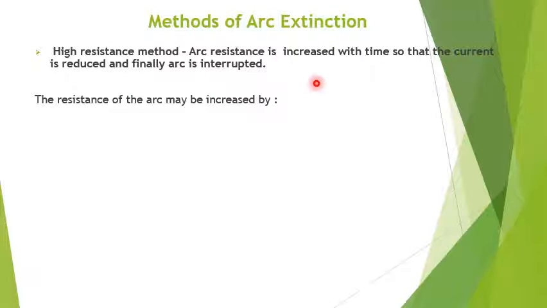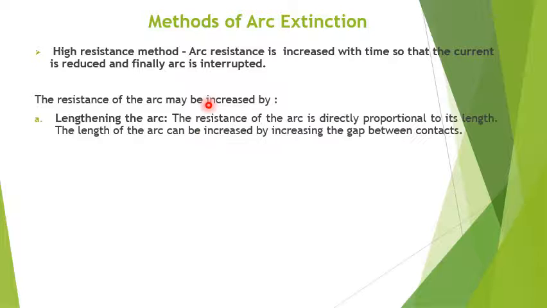Now what are the methods of extinction? The very first method is the high resistance method. The arc resistance is increased with time so that the current is reduced and finally the arc can be interrupted or quenched. In order to use this high resistance method, we have four ways. A. The resistance of the arc may be increased by lengthening the arc. The resistance of the arc is directly proportional to its length, and the length of the arc is increased by increasing the gap between the contacts.